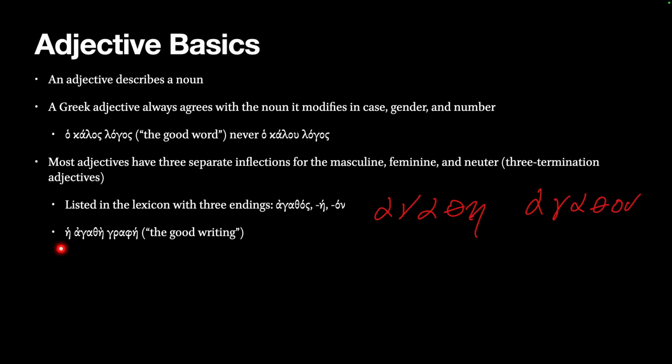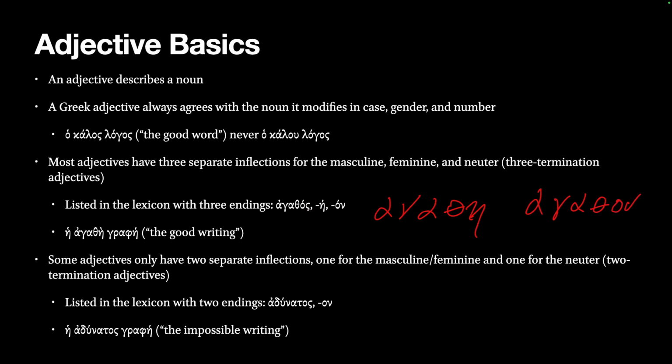So the example here, he agathe graphe. Agathe has changed to the feminine form to match graphe, which is a feminine word by its nature. So an adjective is going to change its gender to match the gender, the case, and the number of the noun that it's modifying. And usually there are three separate inflections, one for the masculine, one for the feminine, and one for the neuter, as indicated in a vocabulary list or dictionary with these endings following the entry.